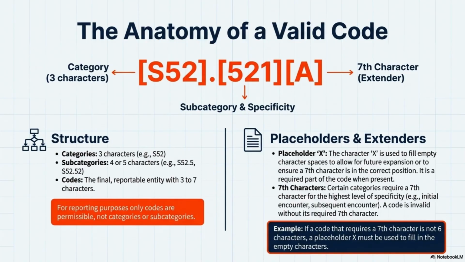Some codes also require a 7th character, which identifies the type of encounter or the episode of care. When a 7th character is required, it must always appear in the 7th position. If the base code doesn't contain enough characters, the placeholder X is used to fill the empty spaces. This placeholder is not optional. It is a required part of the code whenever the tabular list indicates its use. A code missing its required 7th character, or missing the placeholder needed to position it correctly, is considered invalid. Ensuring proper structure, including placeholders and extenders, is essential for accurate ICD-10-CM coding.